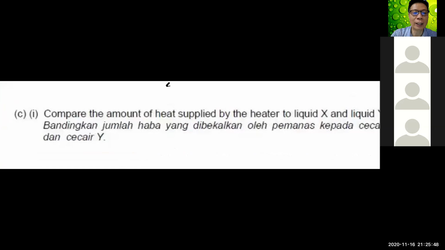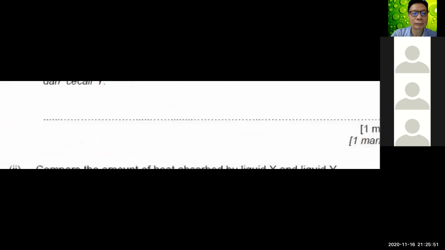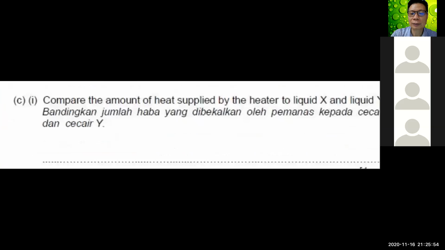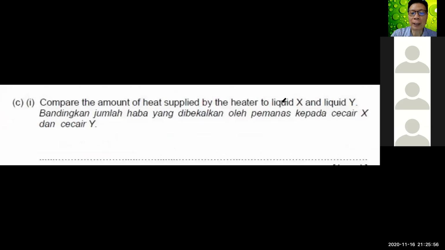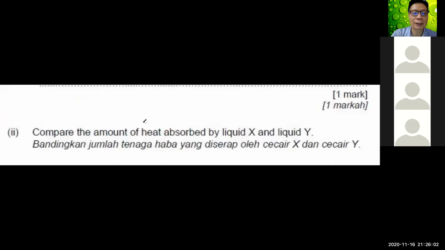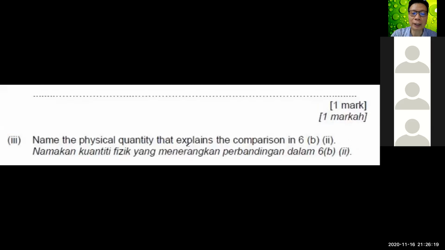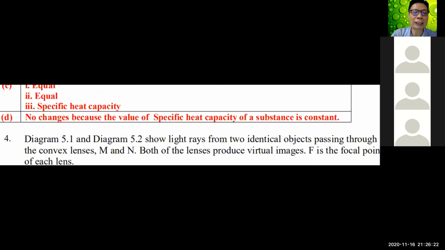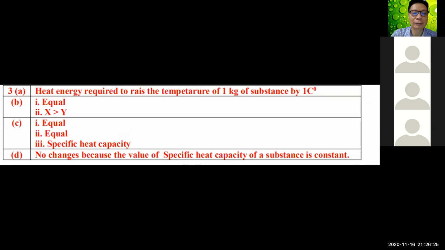Amount of heat supplied by the heater is equal, because both use the same heater. Next, amount of heat absorbed by X and Y is also equal, because there is no heat loss. If no heat loss, all the energy supplied by the heater must be absorbed, so must be equal. Correct or not? And name the physical quantity that explains the phenomenon. We already know the answer: specific heat capacity.